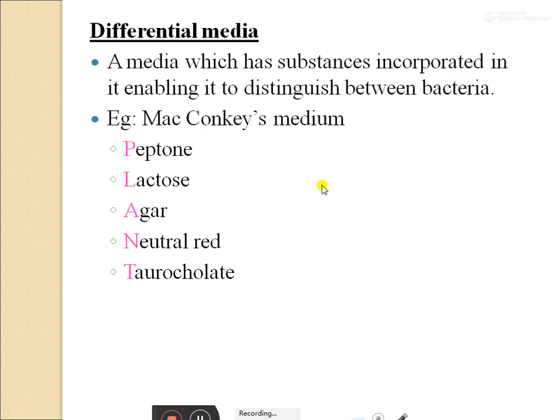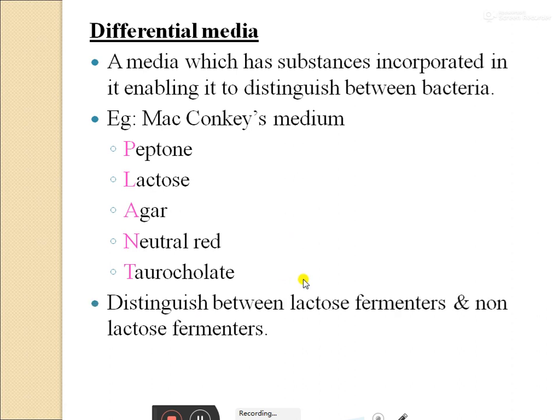Then the next type of media is differential media. These are the media which can distinguish between different types of bacteria, or we can differentiate different bacteria in this media. For example, MacConkey's media. You might have wondered that MacConkey's media is selective as well as differential. Why it is both, we are going to study in the next slide. It can differentiate between lactose fermenter and lactose non-fermenter bacteria.